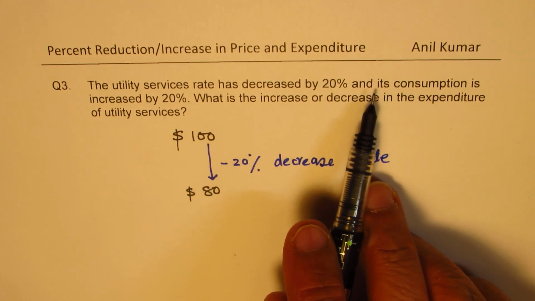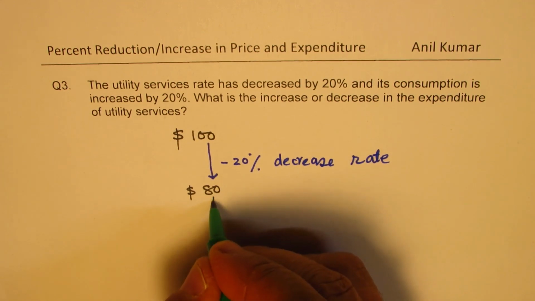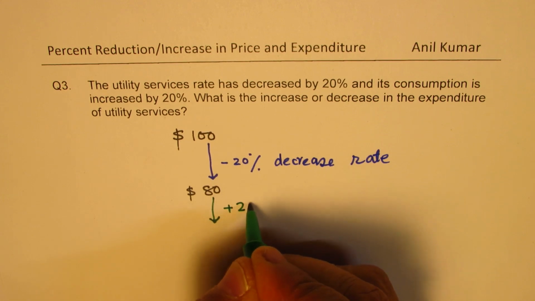Now what we are saying is that we are talking about every $100. On every 100, it becomes 80, right? Now it says, and its consumption is increased by 20. So we consume more. We think it is cheap, so we can consume more.